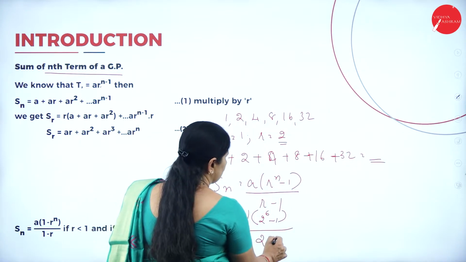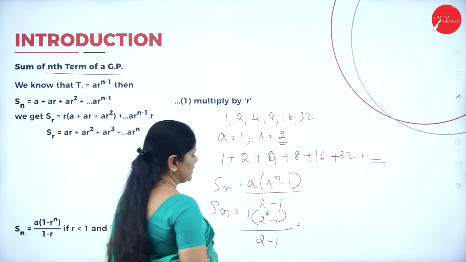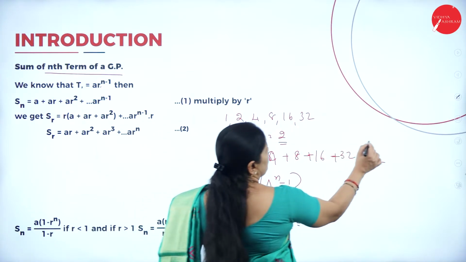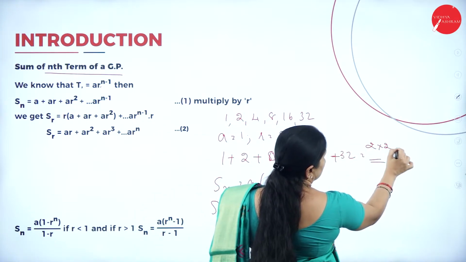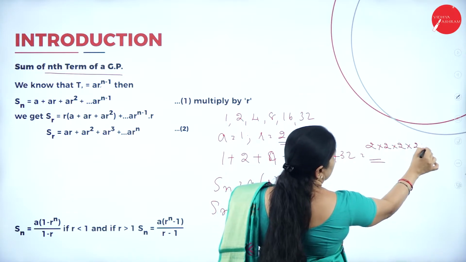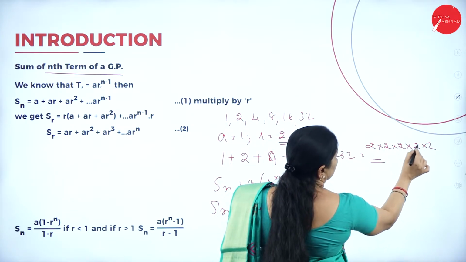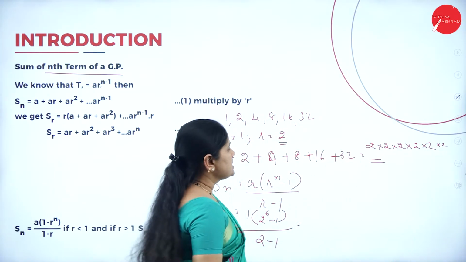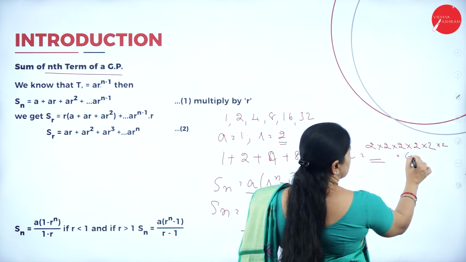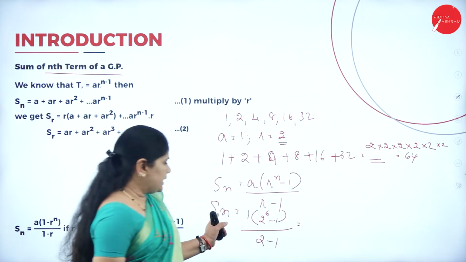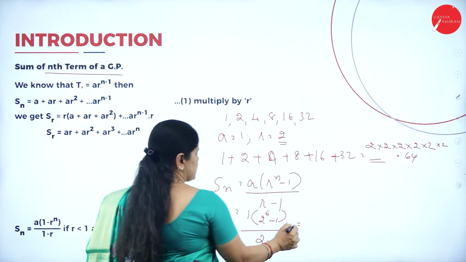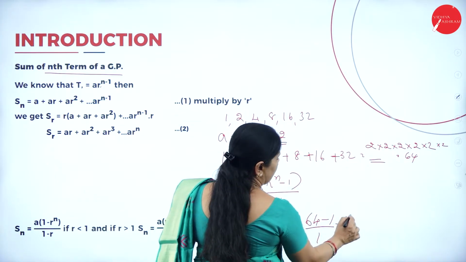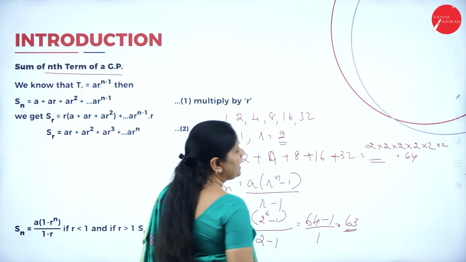2. 2 minus 1. So this will be equal to 2 to the power 6, which means 2 into 2 into 2 into 2 into 2 into 2, 1, 2, 3, 4, 5, 6. So this comes up to 64. So I write Sn equals 64 minus 1 divided by 1. So 63 is the answer.